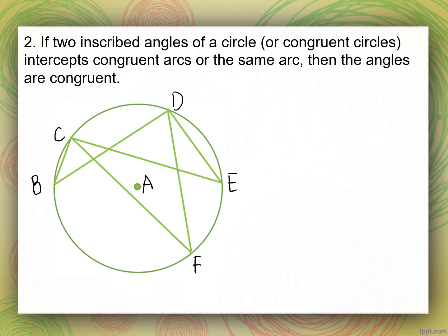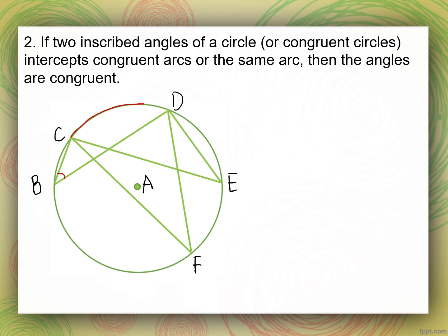Okay, second theorem: if two or more inscribed angles of a circle or congruent circles intercept congruent arcs or the same arc, then the angles are congruent. So let's first find the inscribed angles here on circle A. We have angle CBD. Angle CBD is an inscribed angle and it intercepts arc CD.